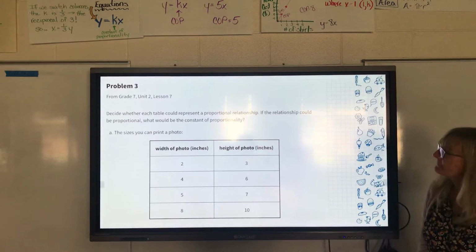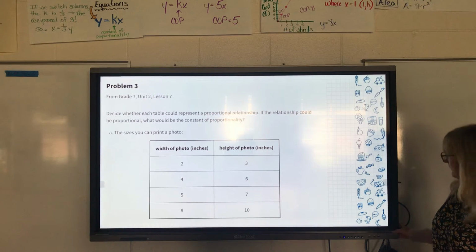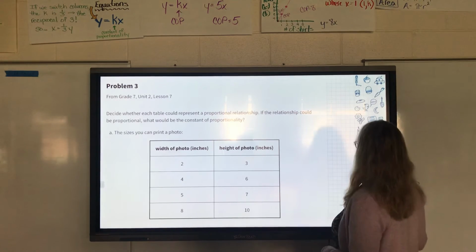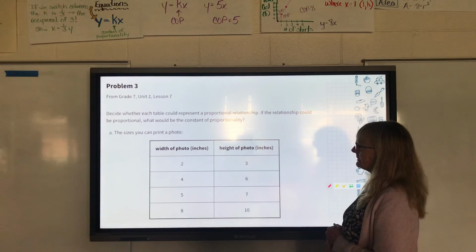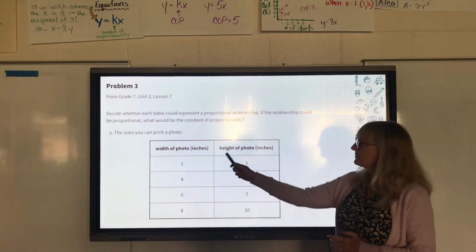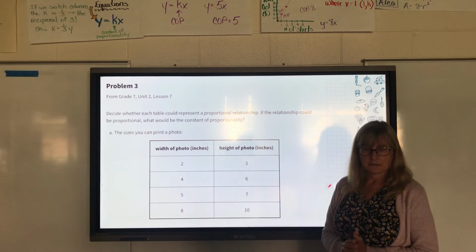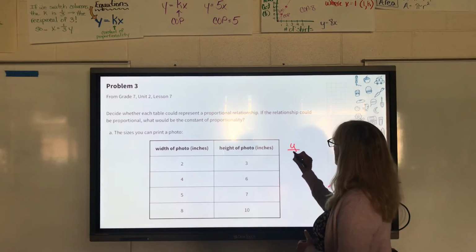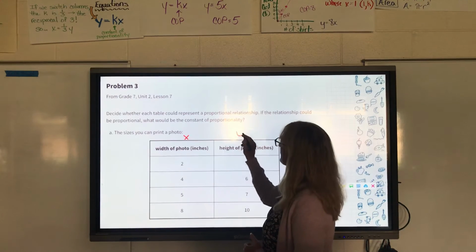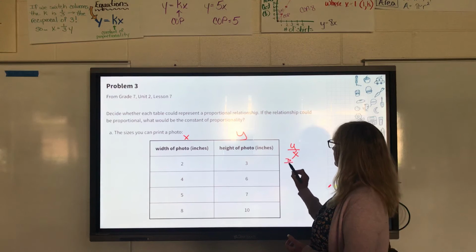On to question 3. Decide whether each table could represent a proportional relationship. If it is, then what would the COP be? Okay, how do we determine if a table is proportional? How do we determine if there's a proportional relationship between the width of a photo and the height of a photo? Y over X. Thank you. So we're going to call this our X and this is our Y. We're taking the quotient of the two. So this ends up being 3/2.